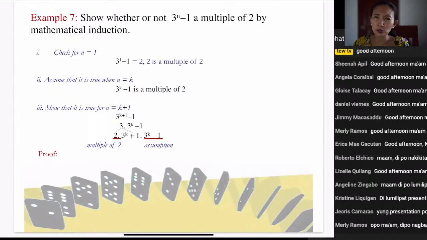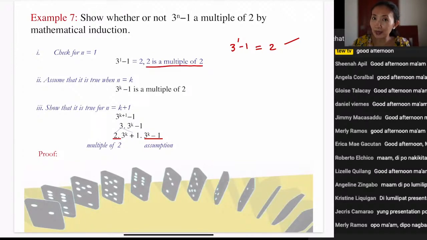What do we mean multiple of 2? Divisible by 2, yes? If it is divisible by 2, or if we could show that it is 2 multiplied by a natural number, then we are sure that it is a multiple of 2. So, let's go through step numbers 1 to 3. Number 1, is this true when n is equal to 1? So, check natin. If n is 1, 3 raised to 1 minus 1, what is it equal to? 2. And 2 is a multiple of 2.